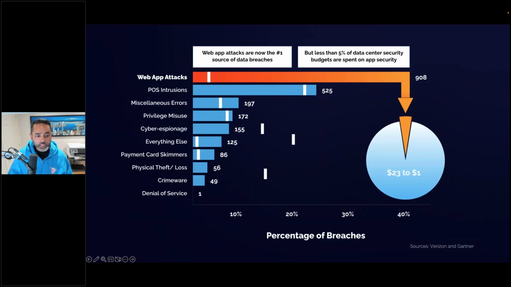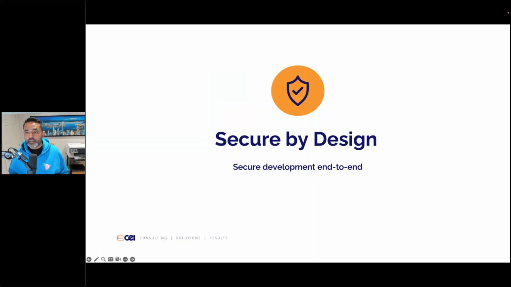And more interestingly, if you start looking at the Verizon data breach reports and even the Gartner reports, they talk about the fact that roughly 45 to 50% of data breaches today are caused by weaknesses in application security. Web attacks are now the number one source of data breaches, but amazingly, less than 5% of data center security budgets are spent on app security. So hopefully you're starting to see a pattern around the antiseptics and anesthetics discussion and what's really going on in the security industry today. And so the thing that we want to start talking about is secure by design. How can we secure development end to end? And what is GitHub trying to achieve here with our partners?